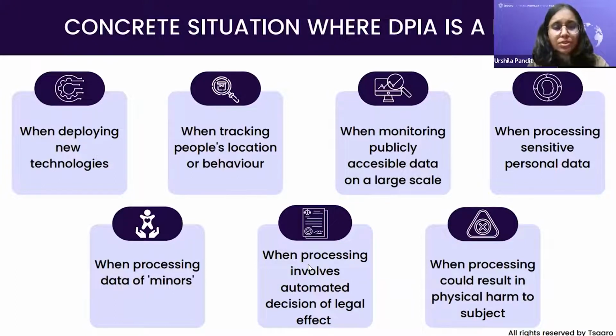The next case in which you would have to conduct a data protection impact assessment is when processing involves automated decision making. And the last case in which you would have to conduct a DPIA is when processing could result in physical harm to the subject, or when there's any sort of risk or very high risk to data subject rights and freedoms. That is when a DPIA will have to be conducted.